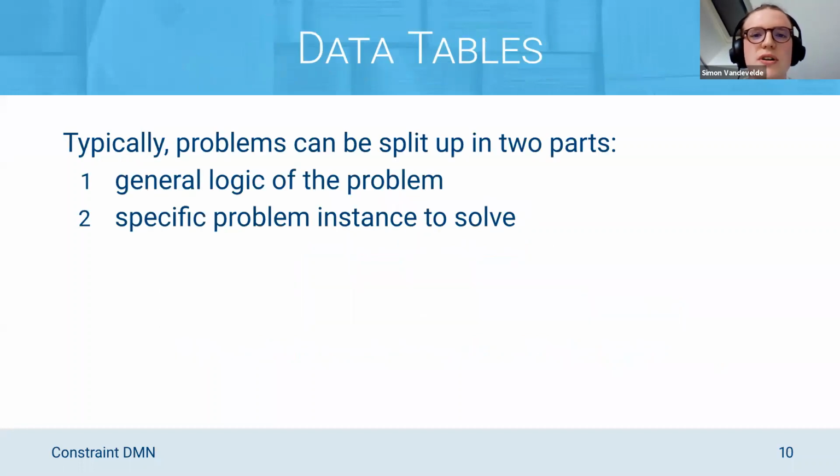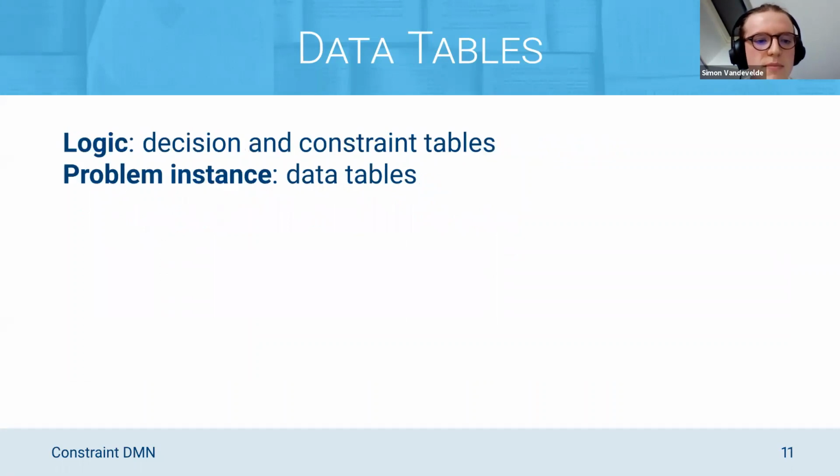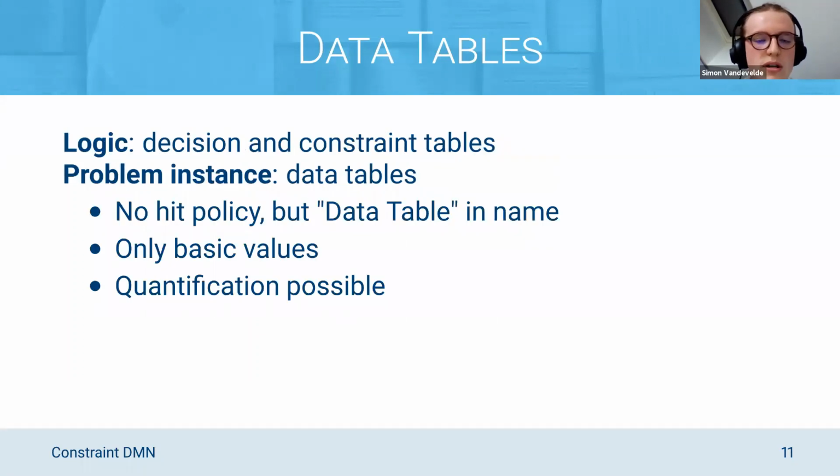Another table which we introduce are the data tables, and this is based on the theory that typically problems can be split up into 2 parts. 1, we have the general logic of the problem, and 2, we have the specific problem instance which we want to solve. So for example, again for the map coloring problem, the general logic would be that 2 bordering countries cannot share the same color, whereas this specific map could, for instance, be Western Europe. And this could be compared to what is already known as a relation in DMN. However, in data tables, we do allow quantification.